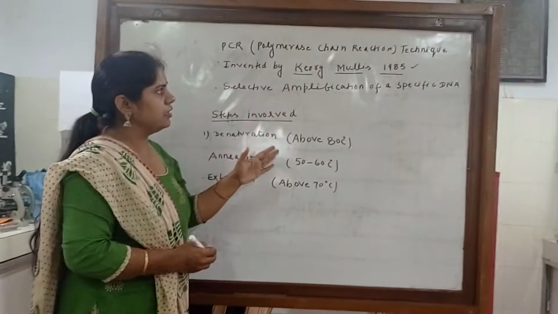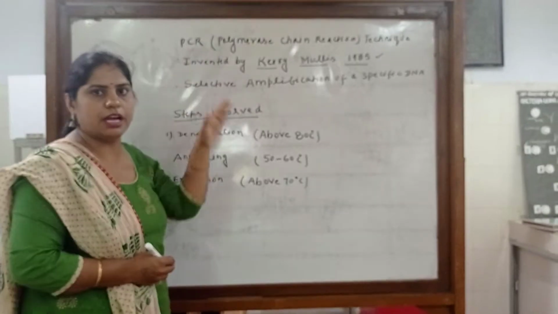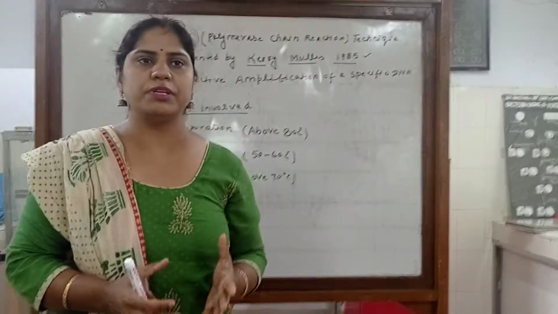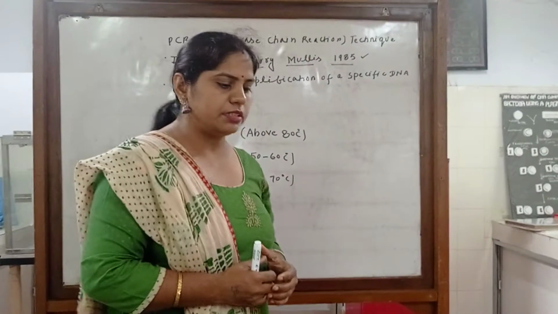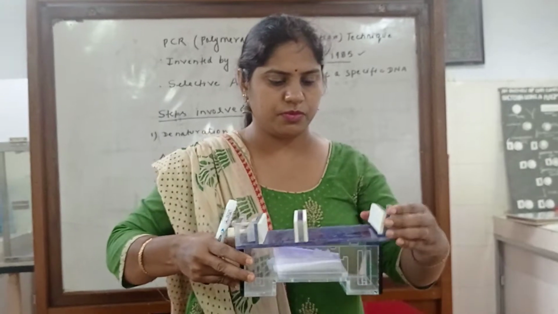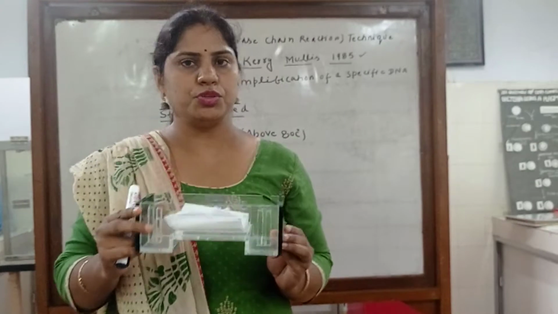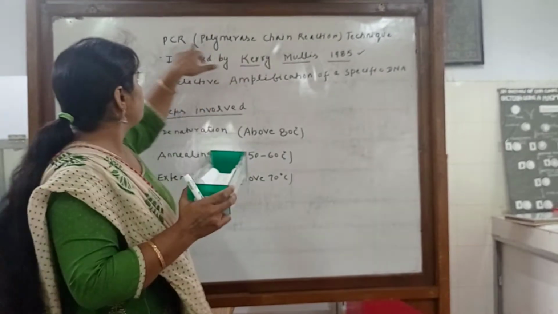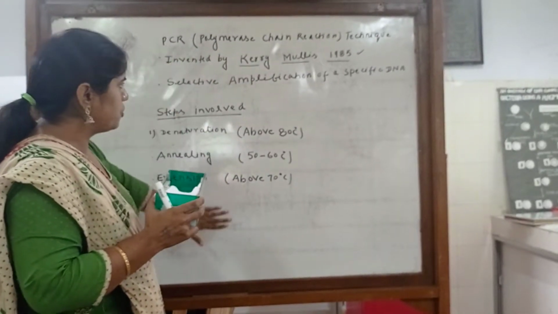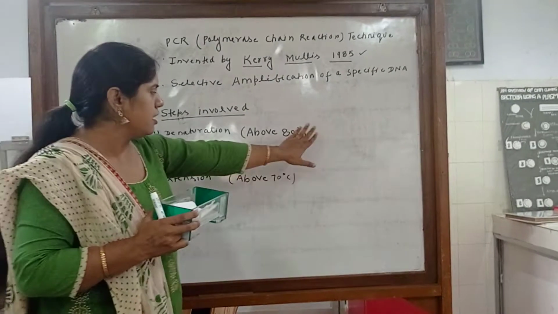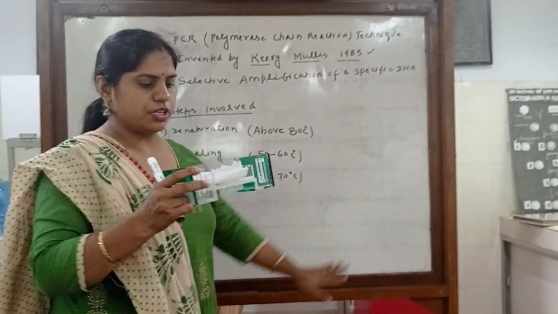In our lab we don't have a PCR machine, but I will share a video with you so you can see how the PCR machine works. But in our lab we have a unit called the electrophoresis unit. After PCR amplification, when we get the product, how we get it and what steps are used, we will discuss here.